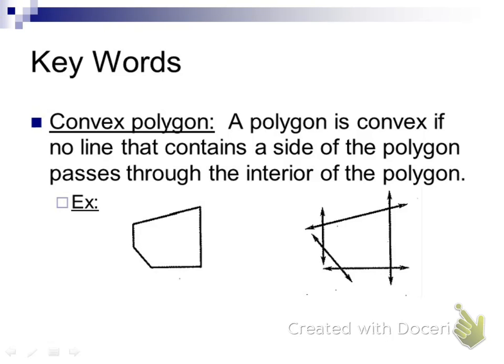So a convex polygon basically means that if you extended the sides, none of those lines would go through the figure. So I'll show you on that first one. If you look at each side and keep it going, that's how they came up with the second figure. None of those lines would go into the interior of the polygon. That means it's convex, okay?